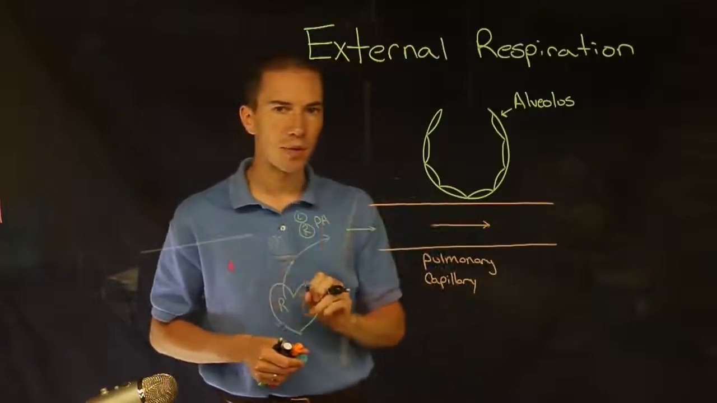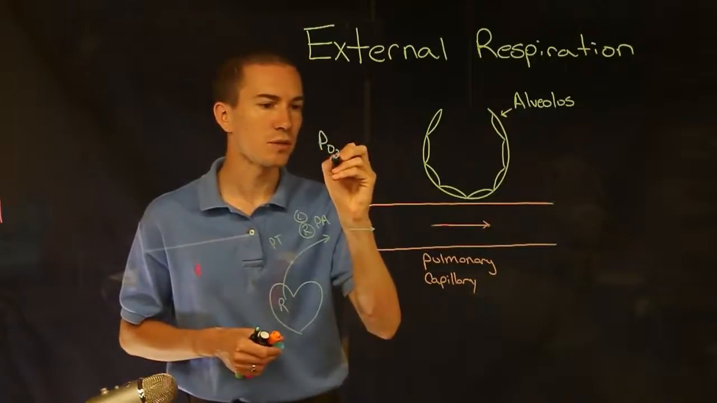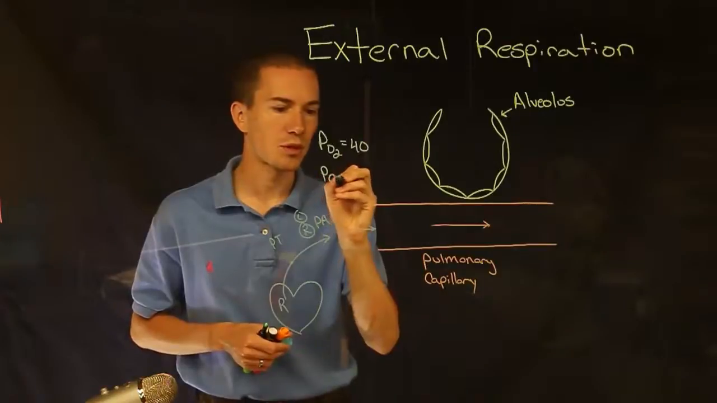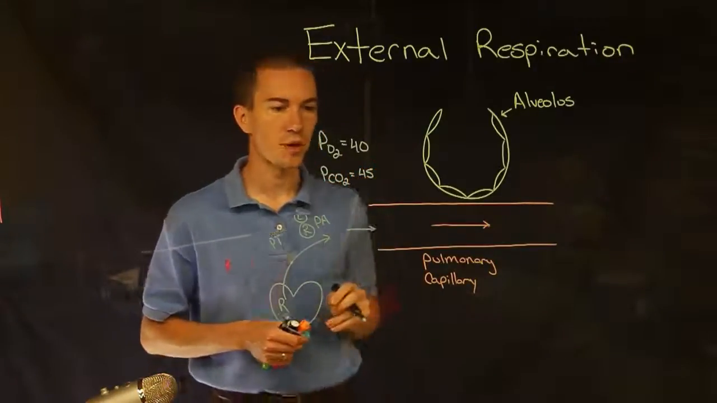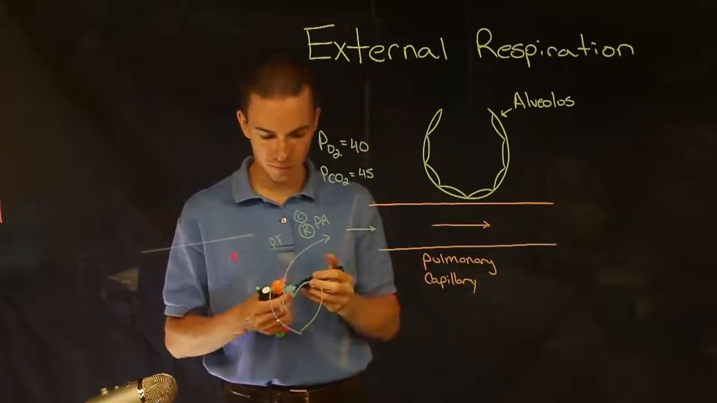This blood, remember, is deoxygenated. It has a partial pressure of oxygen at 40 millimeters of mercury and a partial pressure of carbon dioxide equal to 45 millimeters of mercury. So it is oxygen poor and carbon dioxide rich.